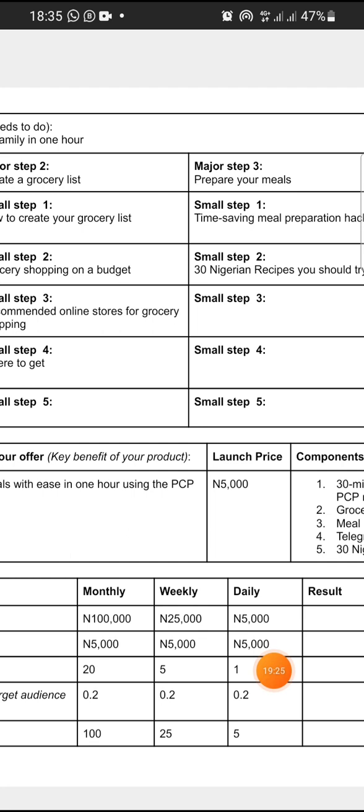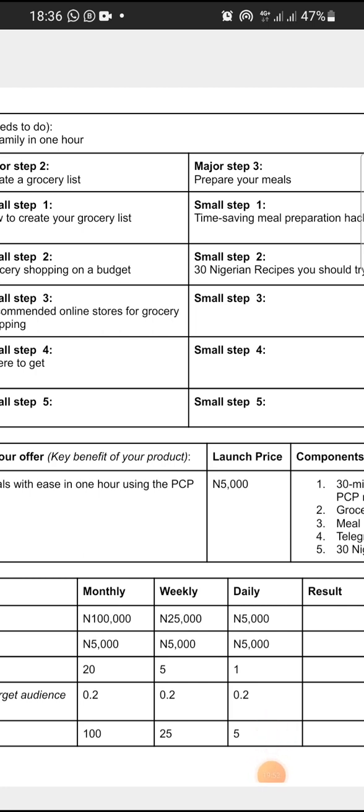Can you see how breaking the numbers down is easy? To get this, you divide the 5,000 naira she needs to earn per day by the price of her offer, that is 5,000, and she will get 1 client. So if she can work on getting 1 client per day, she'll be able to achieve her monthly goal. Then to know the number of leads she needs to generate per day, you divide 1 by 0.2 and you get 5.